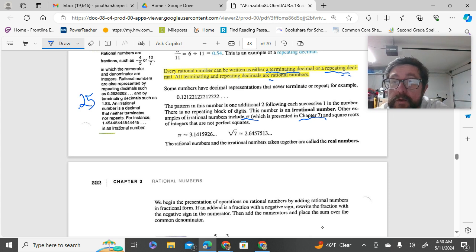Okay, and square roots of integers that are not perfect squares. So, pi is this big long number. We shorten it to 3.14. That is why March 14th is called Pi Day, because we just do 3.14 on pi, or the 14th of March.